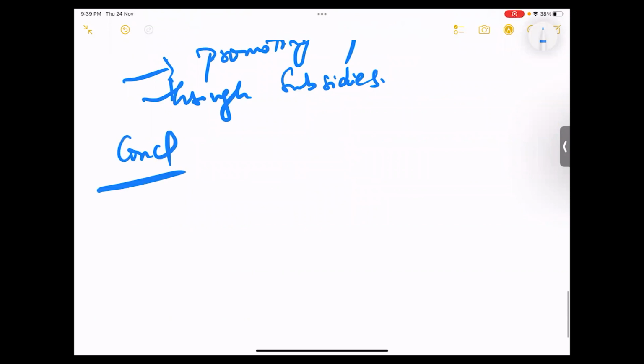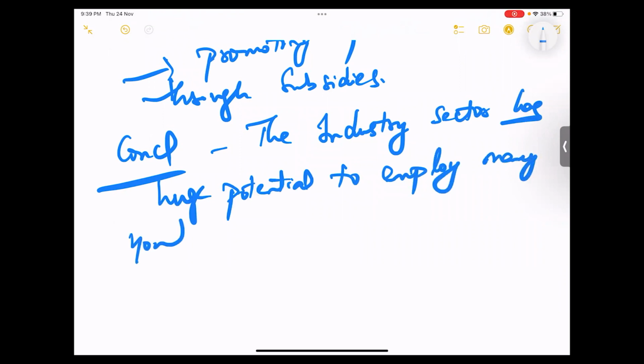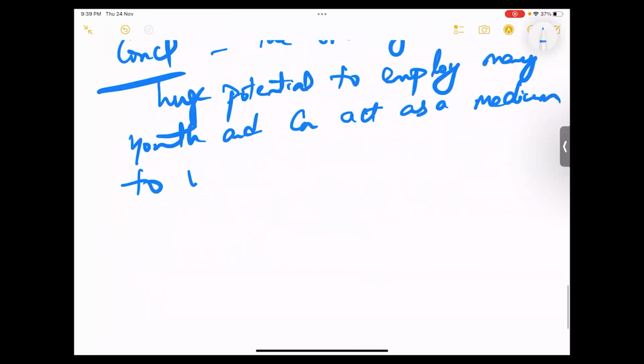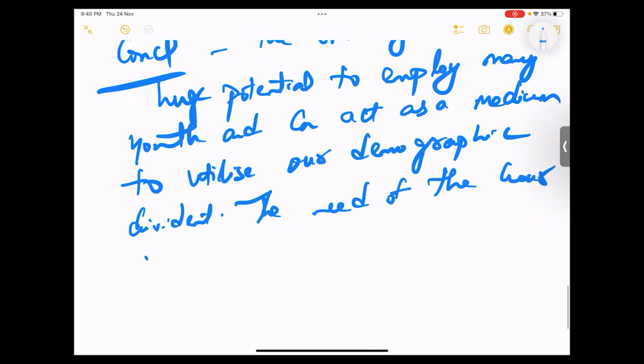Then conclude: the industry sector has huge potential to employ many youth and can act as a medium to utilize our demographic dividend. The need of the hour is to tap this sector. Okay?